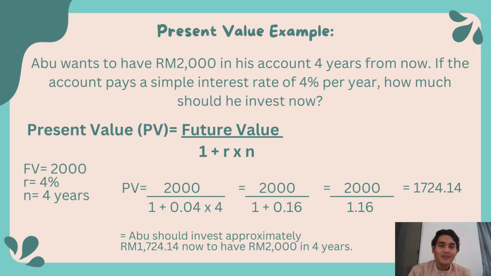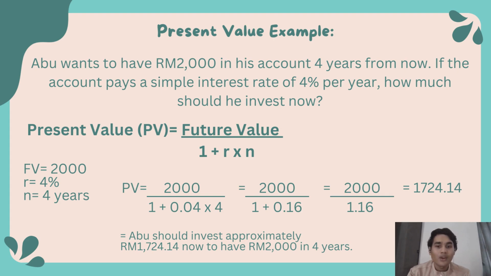So for this slide, we're going to show you a present value example question. So let's look at the question. Abu wants to have 2000 ringgit in his account 4 years from now. If the account pays a simple interest rate of 4% per year, how much should he invest now? So look at the formula. We have present value equals future value divided by 1 plus rate times period.